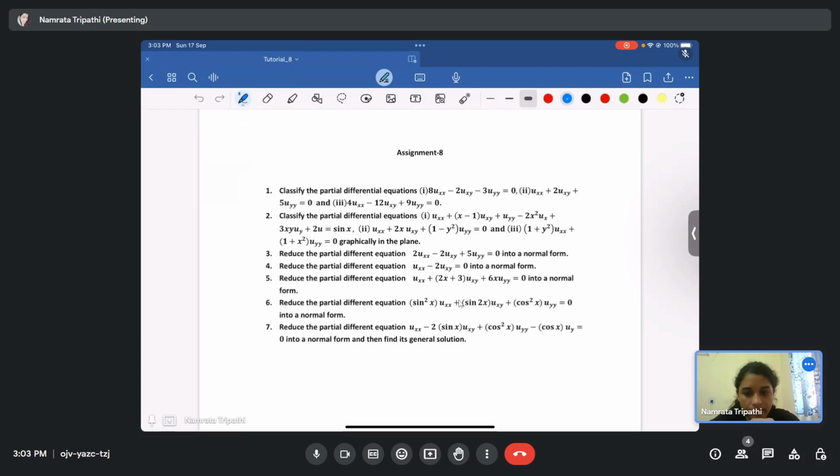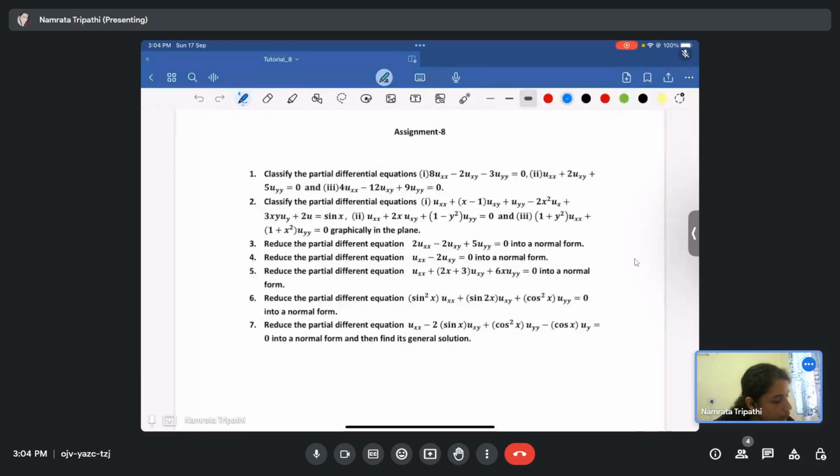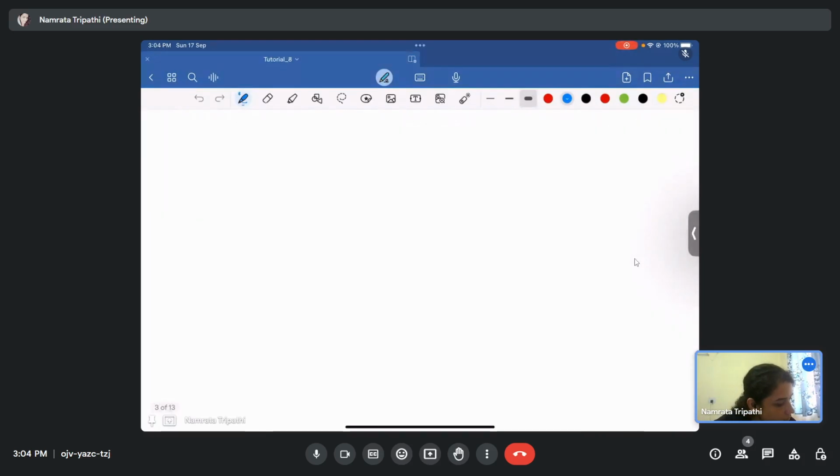Basically, the first lecture is related to the topic classification of second order partial differential equation and reducing the partial differential equation into canonical form or normal form. These two types of questions we will deal with in this section. So I want to give some quick review for the second order differential equation.